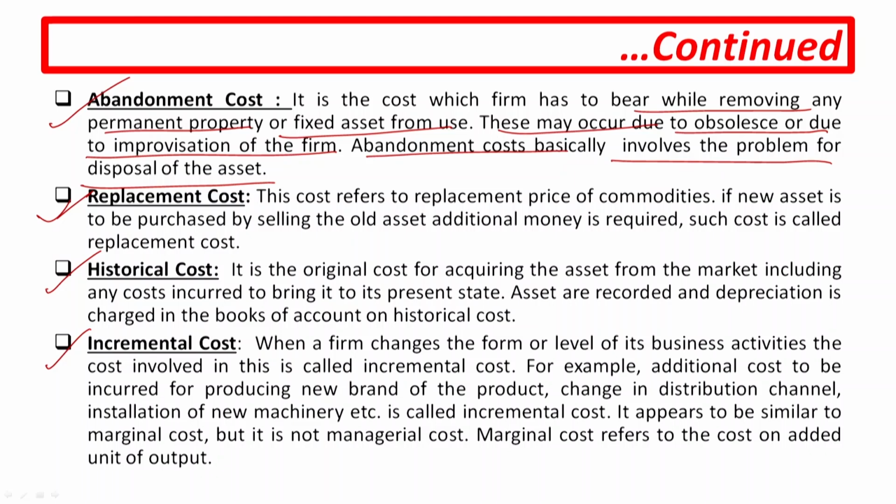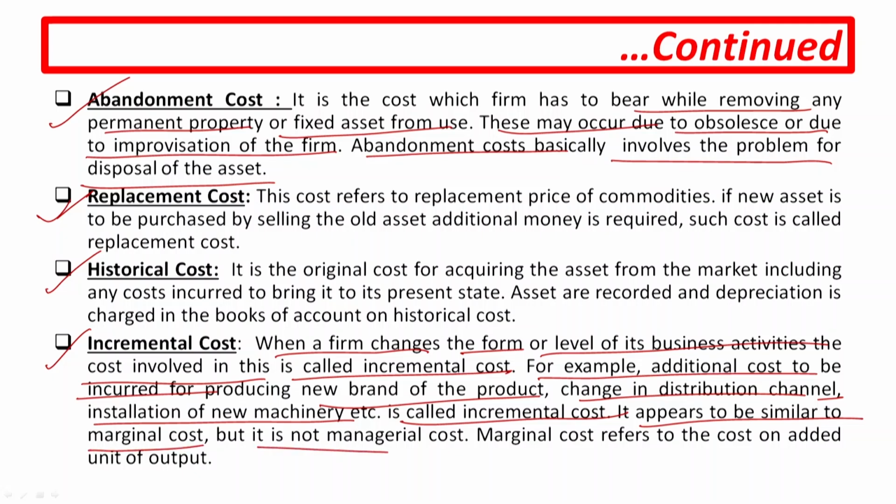Incremental cost. When a firm changes the form or level of its business activity, the cost involved in this is called incremental cost. For example, additional cost incurred for producing a new brand of the product, changes in the distribution channel, or installation of new machinery is called incremental cost. It appears to be similar to marginal cost, but it is not a marginal cost. Marginal cost refers to the cost of an added unit of output. Incremental cost means increment. It is the cost which the organization has to bear whenever it is adding something new, some new product, some new machinery, some new venture.